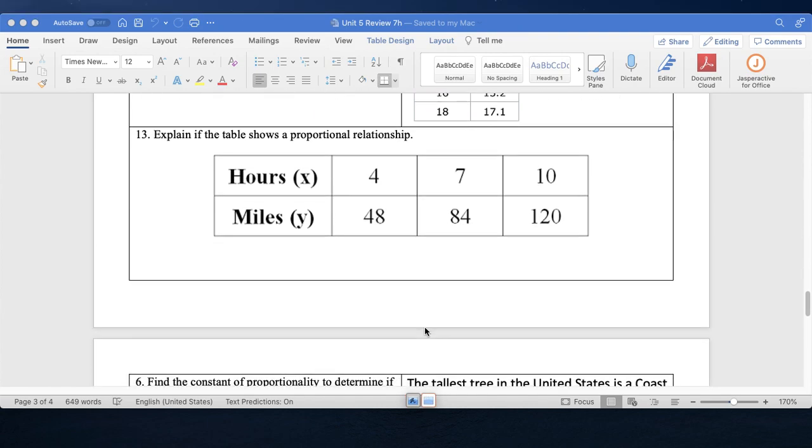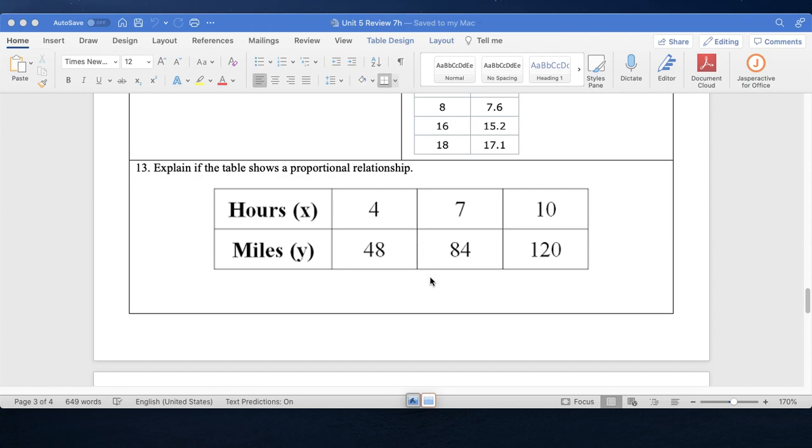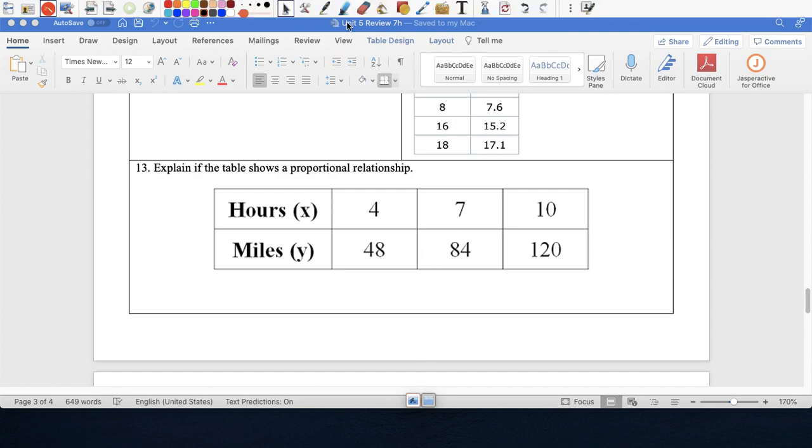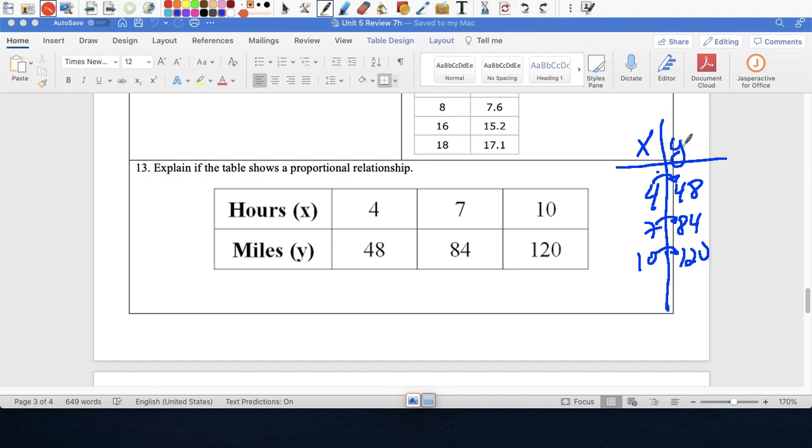Okay. Explain if the table shows a proportional relationship or not. Again, those of you who are used to seeing the table like this, here's x and y. Maybe that's easier to see. 4 and 48 is your first point, 7 and 84 is your second point, and you have 10 and... well, if it's proportional, then this relationship is the same from every x to every y. So 4 times what is 48? Times 12. Times 12. 7 times 12 is 84. Yes, it is. 10 times 12 is 120.